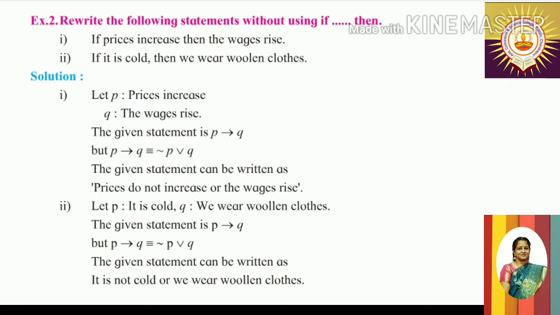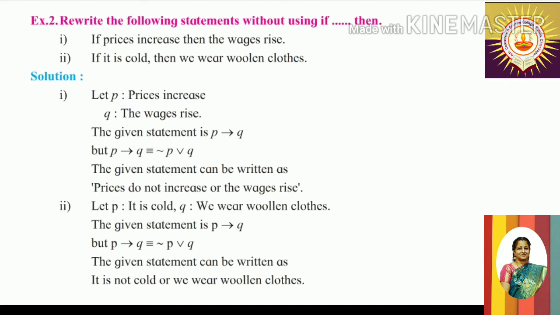The next example is from page number 20. Example 2. Rewrite the following statement without using if then. We know that conditional gives the statement as if then, and we also know that the equivalence formula for conditional of P and Q is negation P or Q. It is, remember, P conditional Q is equivalent to negation P or Q.